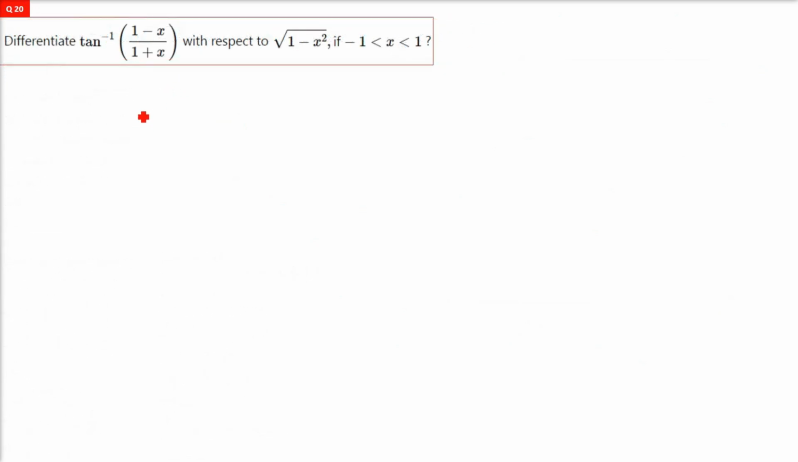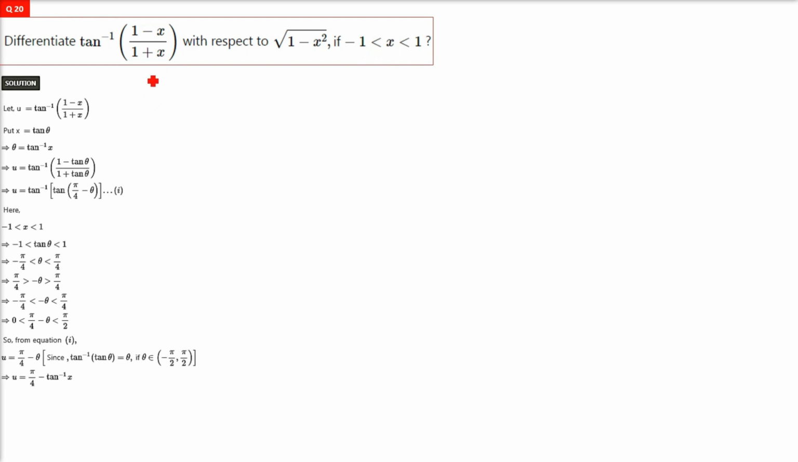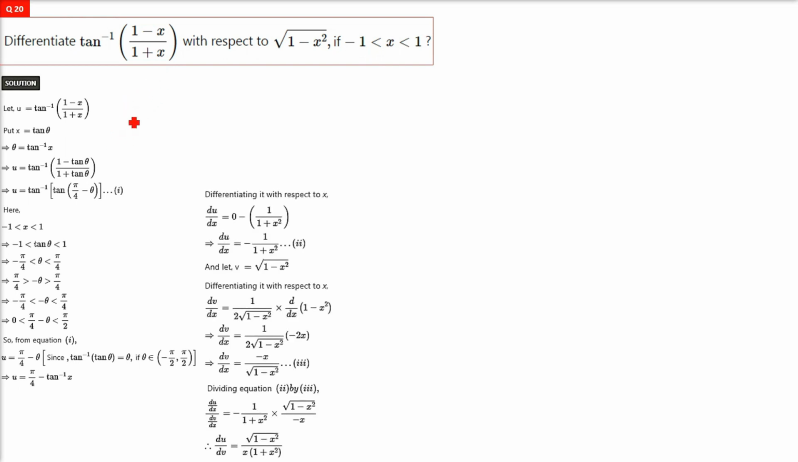Let us differentiate tan inverse of 1 minus x by 1 plus x with respect to under root 1 minus x square, where x is in between minus 1 and 1. Okay. So this type of question I think we have already done, but I'll give you a basic here. This is just a recalling or refreshing. X you have to put as tan theta. So let us put x as tan theta. Theta will be equal to tan inverse x. So you will get tan inverse of 1 minus tan theta divided by 1 plus tan theta.